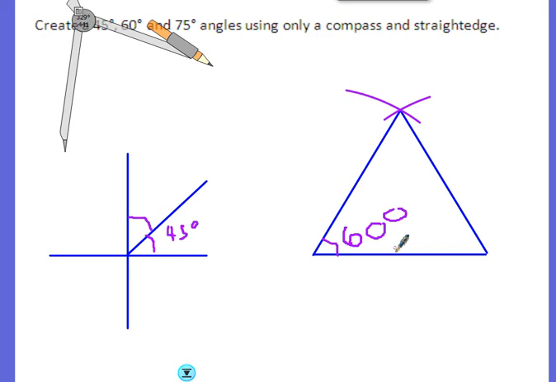Now what I want you to do is make a 75-degree angle. And again, this is problem solving. Maybe you don't get how to do it right away and you think, how can I add up to 75? What do I know to add up to 75?